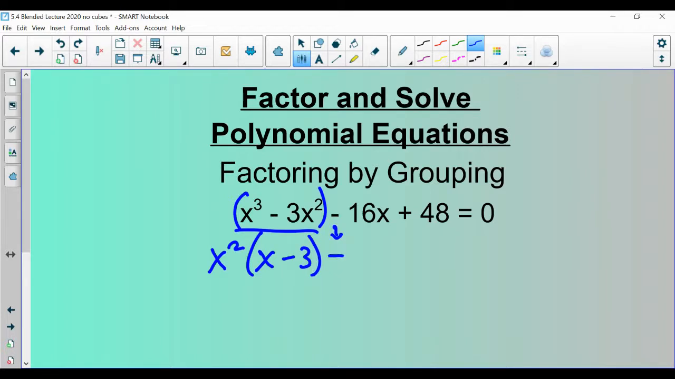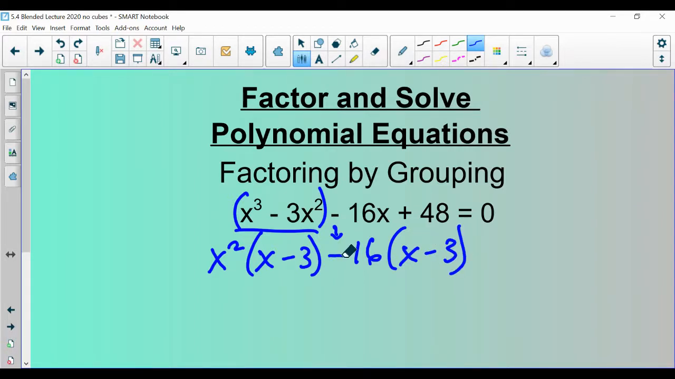This time I'm dropping a subtraction sign. That's important. What's common between these, 16x and 48, would be 16. And then I have to view this as negative 16 I'm taking out. So negative 16 times what would be negative 16x? That would be an x here. And negative 16 times what would be 48? And that would be a subtract 3 here.